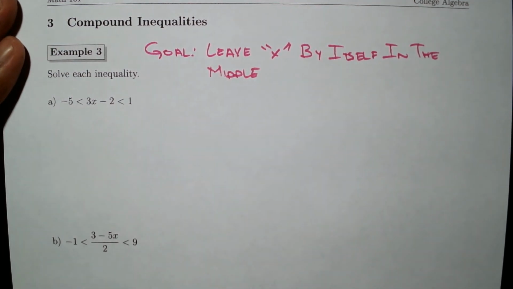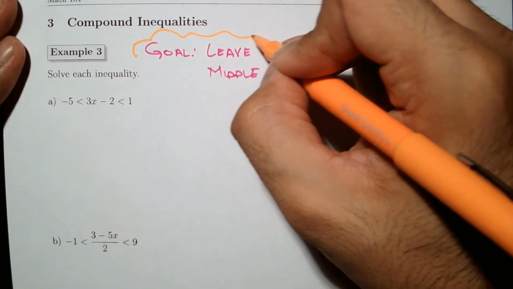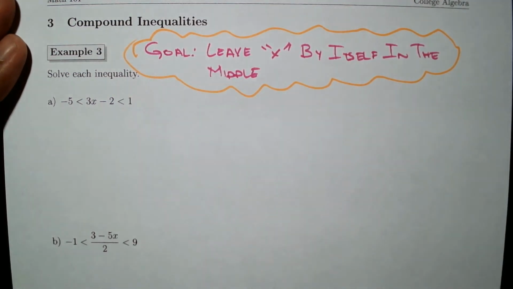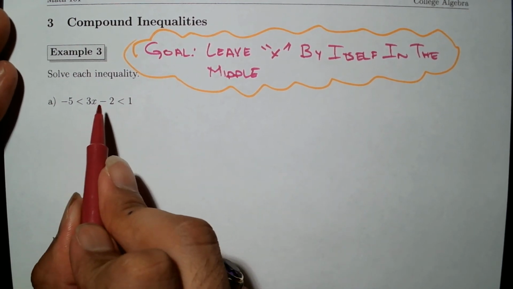Alright, so that's our main goal here. Okay, let's do one example. So get x by itself.